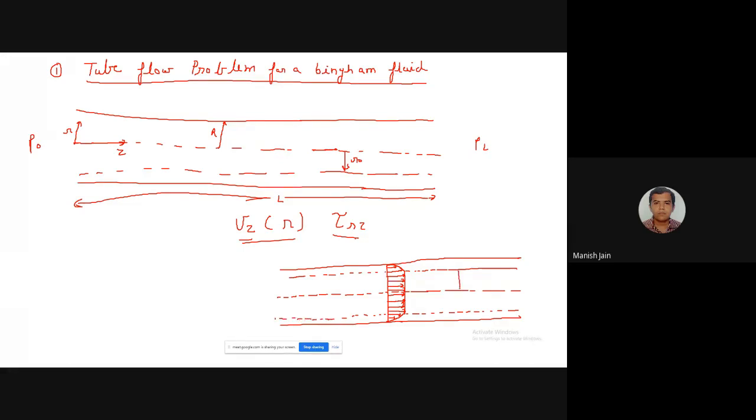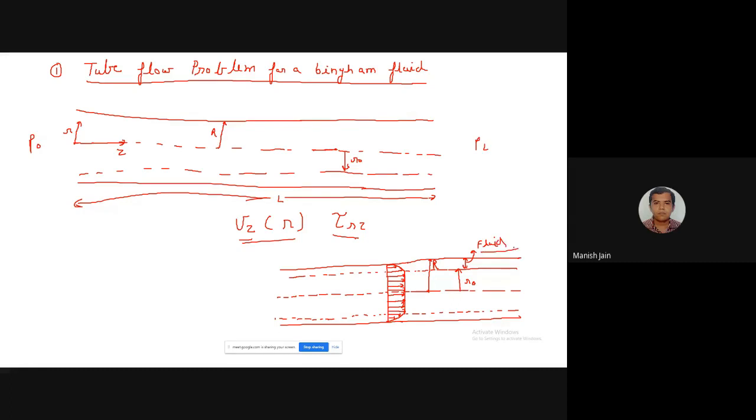Basically this diameter is R naught. Up to R naught, you will see that the velocity is high, which means the shear stress is low. When the shear stress is low, it behaves like a solid material. The flow is the same, and the velocity is the same at every point. From R naught to capital R, it behaves like a fluid. Only from this distance does it behave like a fluid.